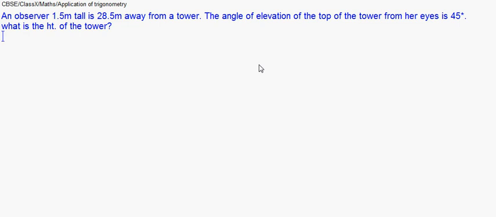We draw the figure to ourselves again. It says an observer who is 1.5 meters tall. So let us make an observer who is 1.5 meters tall. This is suppose an observer, 1.5 meters tall, who is 28.5 meters away from the tower. Suppose here you have a tower.